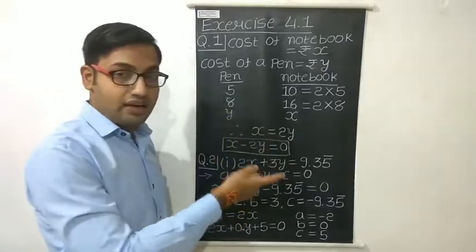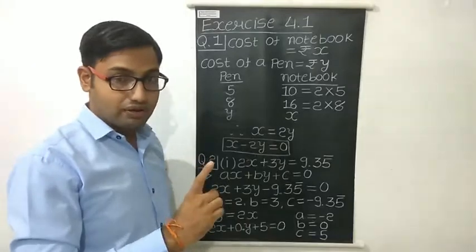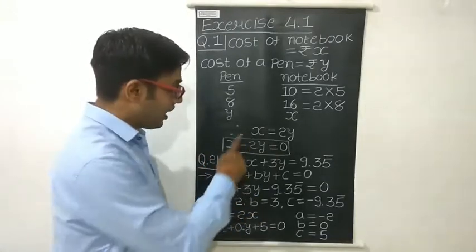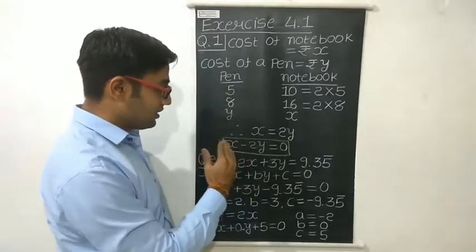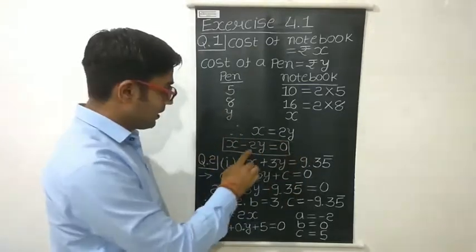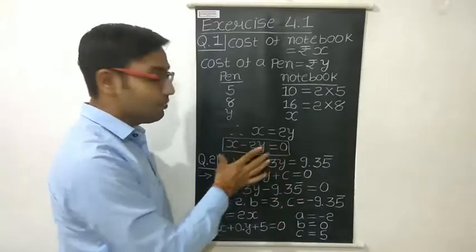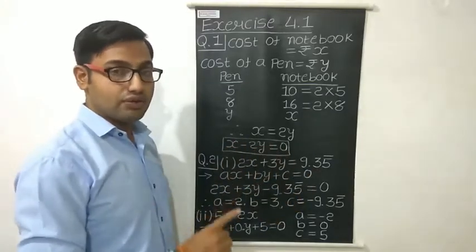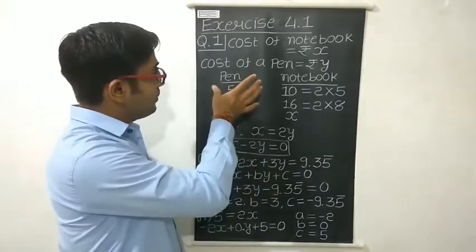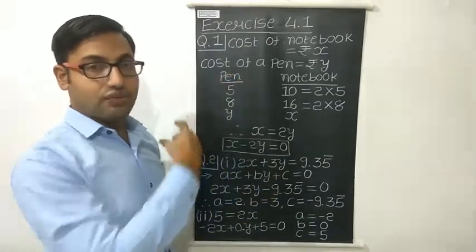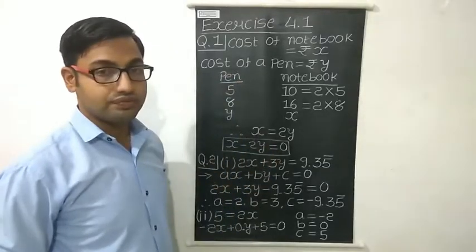Two variables are there, yes, x and y. Both the variables have power equal to 1. Both have power equal to 1. So by taking this 2y to the left hand side, it will become minus. Therefore x minus 2y is equal to 0. This will become a linear equation in two variables. So in this way, according to the situation given in the question, we can write down this equation.